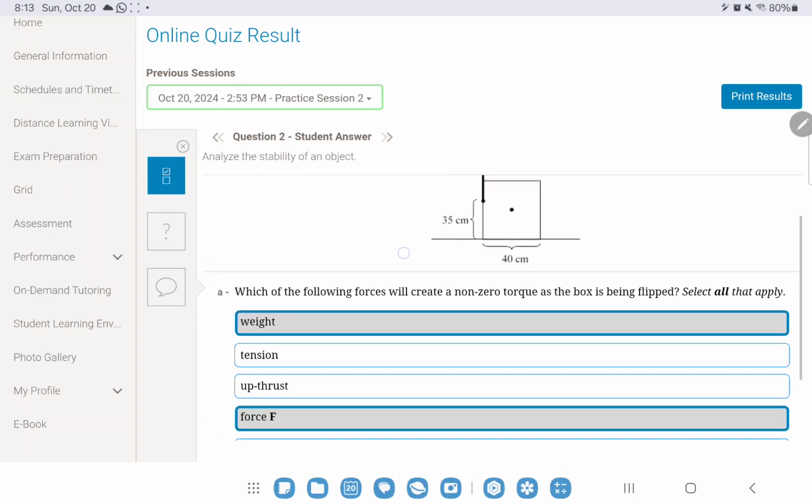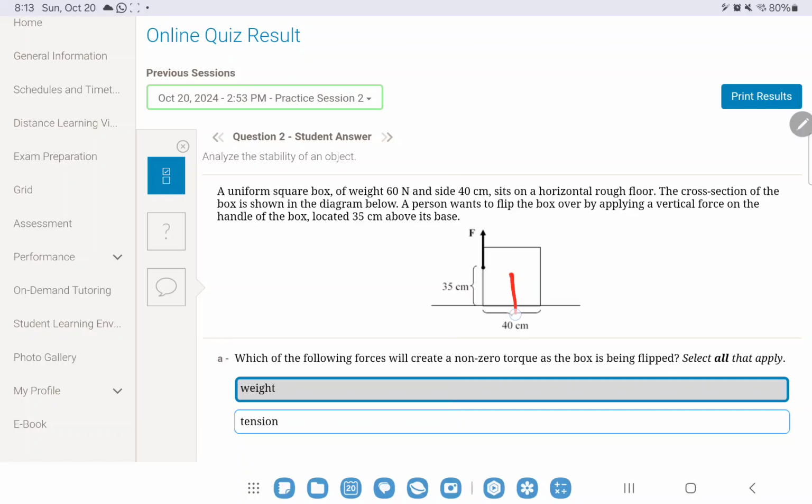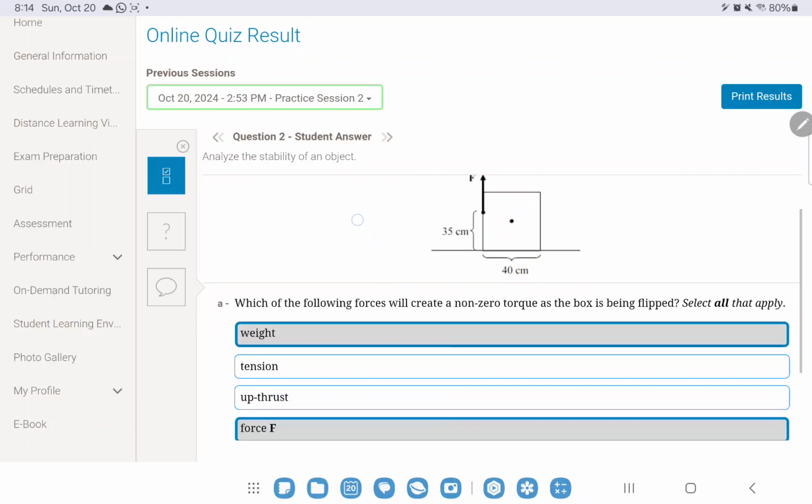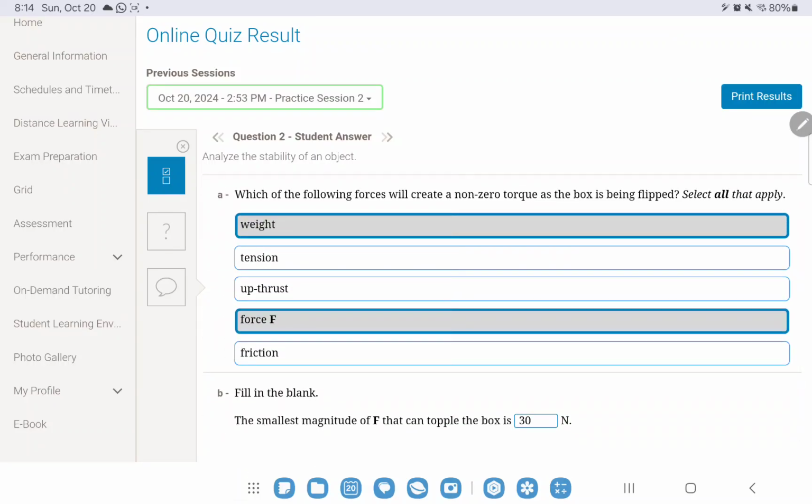But now you have weight, which is here, and force F, which is here. They are both not passing through the fulcrum, so they will both produce a torque. And yeah, that's how you get these answers.